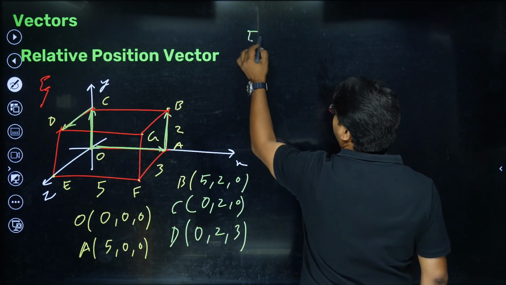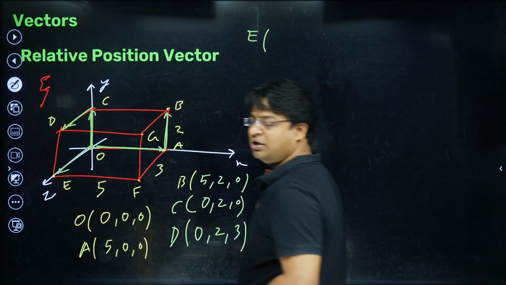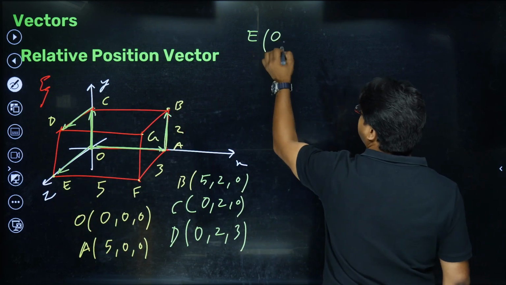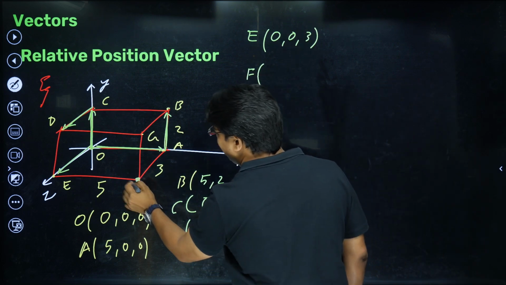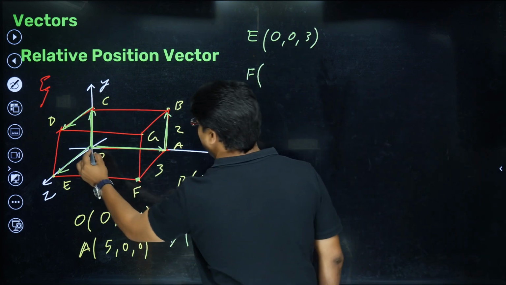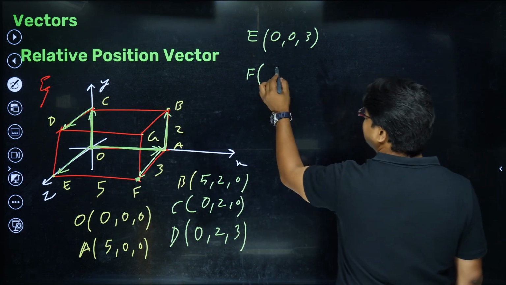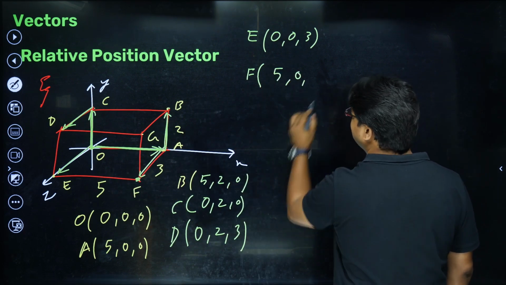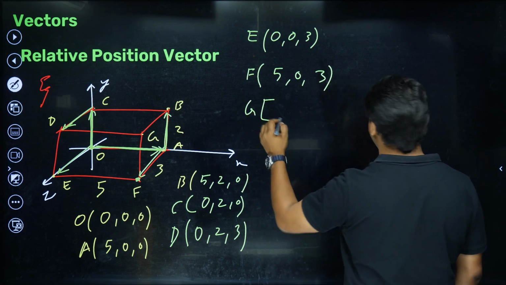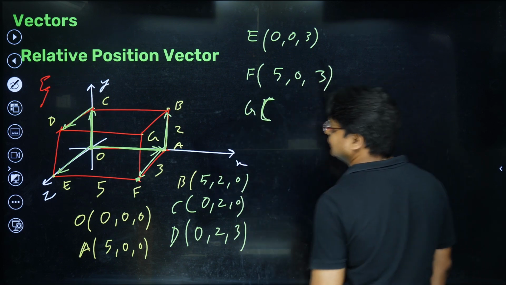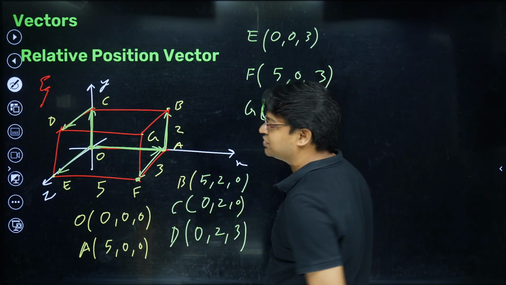What about the coordinate of E? To reach E from the origin, we just need to travel along the z-axis, by a distance of 3. So it would be 0, 0, 3. Then point F. To reach F from the origin, we need to travel along x, then along z. We don't need to travel along y. So the coordinates would be 5, 0, 3. And then G, the coordinate of G would be 5, 2, 3. So we have written the coordinates of each point.